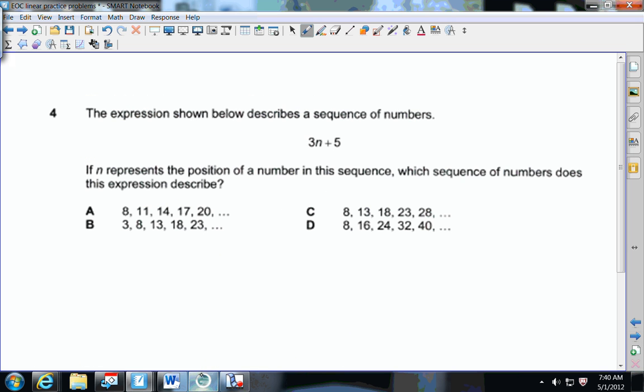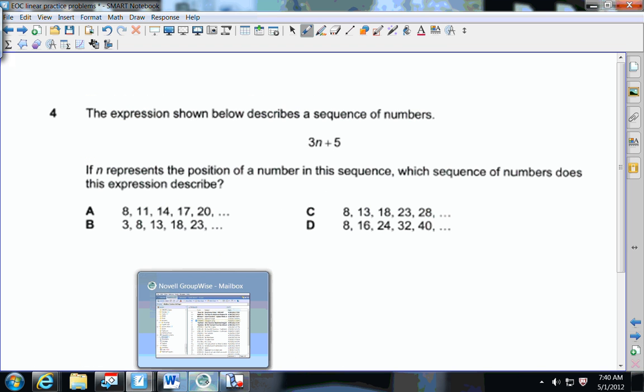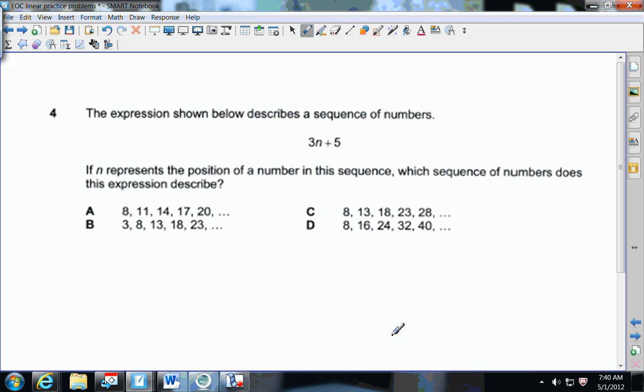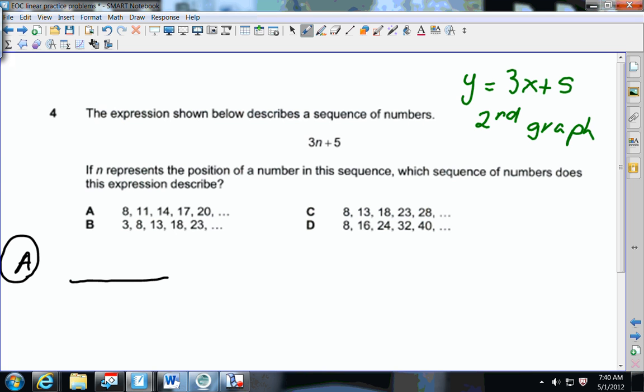Number 4. Now this is the same type of thing, talk about the table building, but they put them into sequences. So as you're looking here, here is what I would do: I would go into y equals and put 3x plus 5. And I would press second graph and look at the tables. Now, like part A, you would actually just be looking at the y values. So the first number in A is 8. The second is 11. The third number is 14.